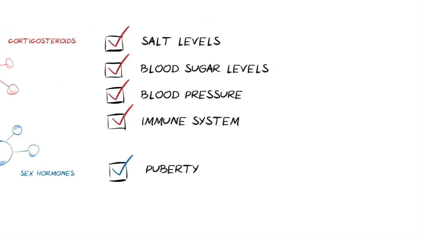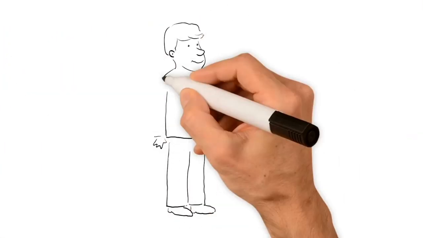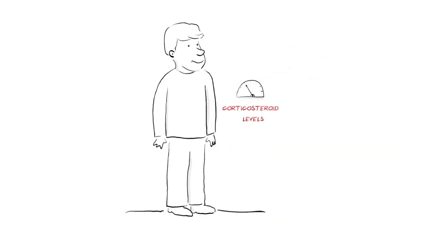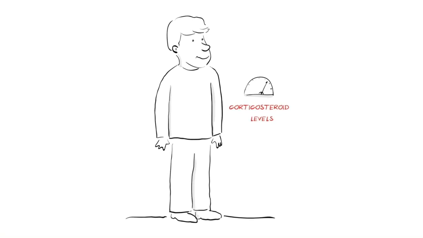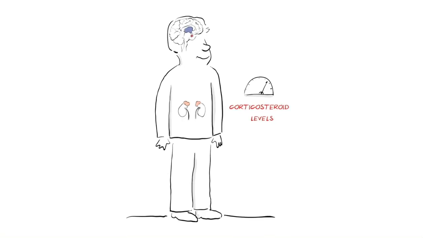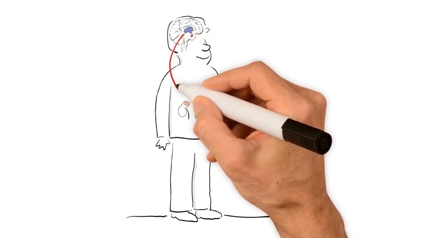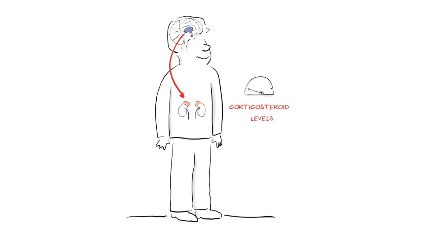So both these types of hormones are important, and having the right levels in the body is also important, particularly for corticosteroids. The brain tries to control how much corticosteroids the adrenal gland makes by detecting the levels in the blood. If levels are low, a signal is sent to the adrenal gland to make more.